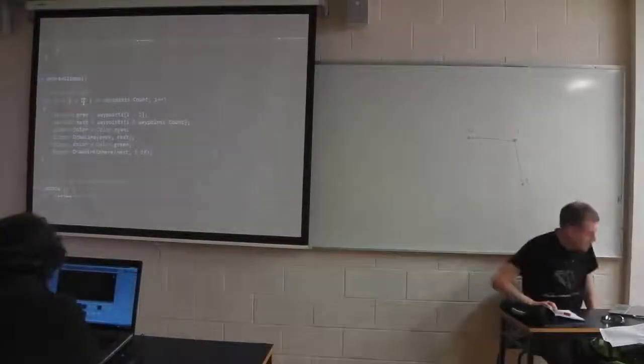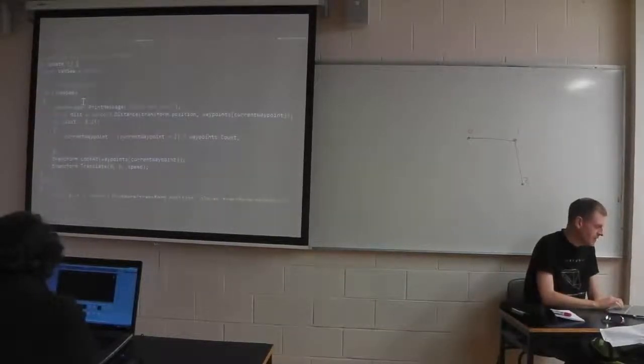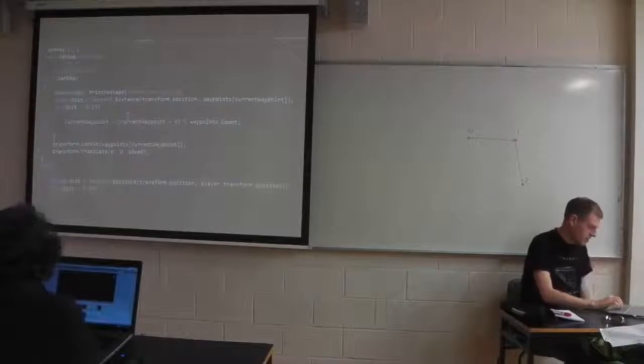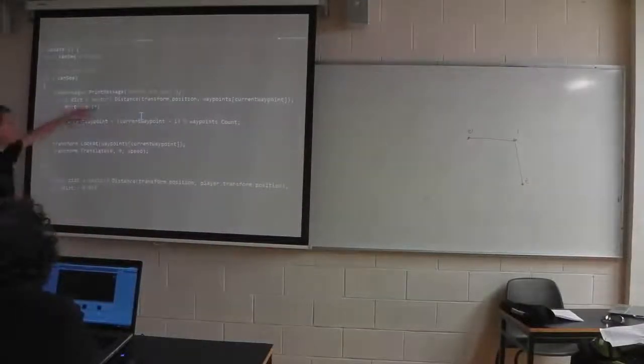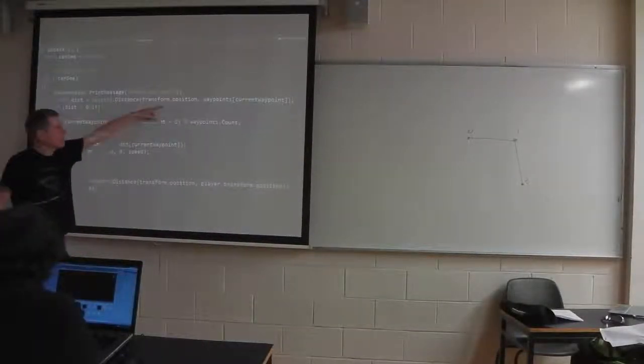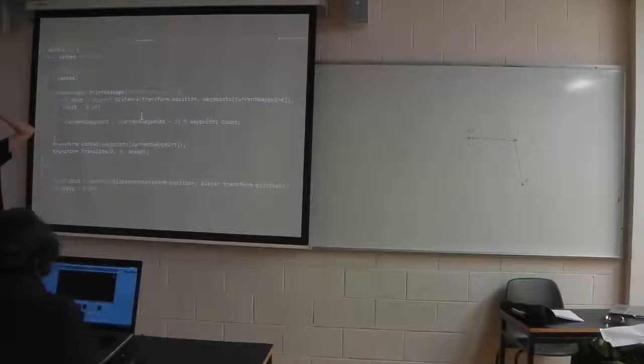Does that make sense to everybody? Yeah. So then the waypoint following is just this bit of code here. This bit of code is for my simple waypoint following. What I do is I get the distance from my current position to the waypoint. I check to see if the distance is less than some small number, in this case 0.1. If I get to the waypoint, in other words, if my distance is a very small number, I advance to the next waypoint.